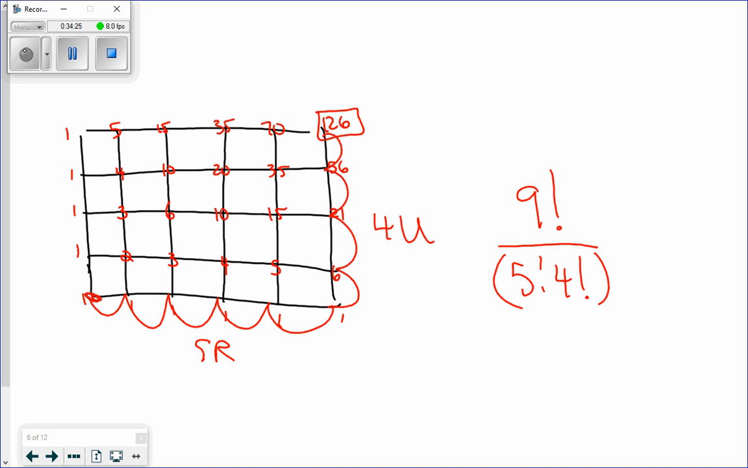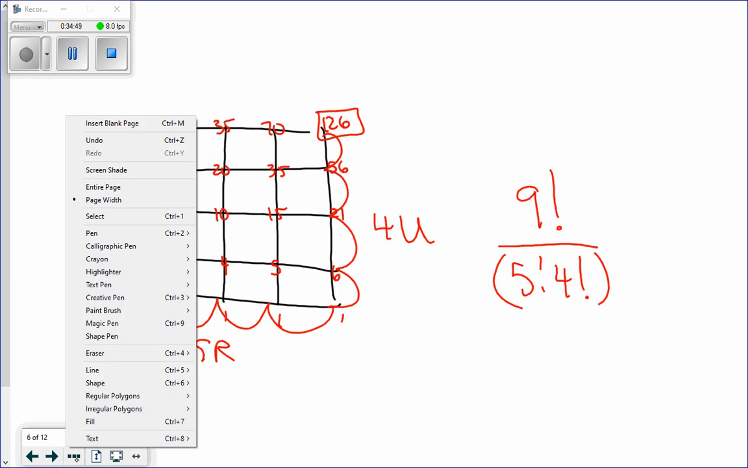I just want to read through number 6. We're not going to do it, we're just going to read through it. It says a town has 6 streets running from north to south and 4 avenues running from west to east. A man wishes to drive from the extreme southwest to the extreme northeast. Tania used the expression 10 factorial over 6 factorial 4 factorial. This is wrong. Why?